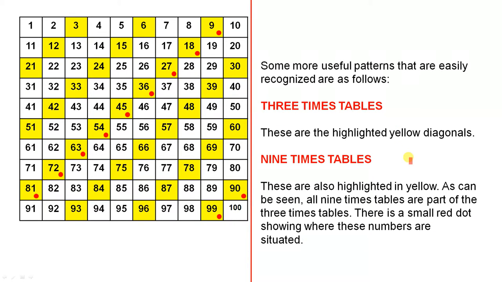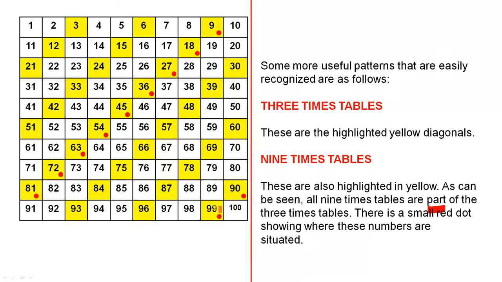The 9 times tables. These are also highlighted in yellow. However, as can be seen, all 9 times tables are part of the 3 times tables. They are not all of the 3 times tables, they are only part. There is a small red dot showing where these numbers are situated. See, so this red dot is part of the 3 times tables, but that represents the 9 times tables.